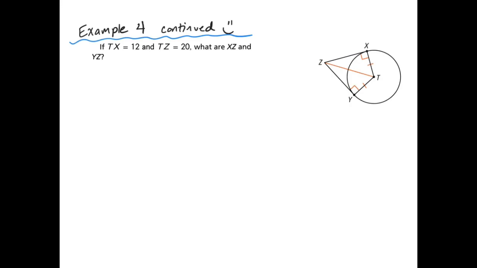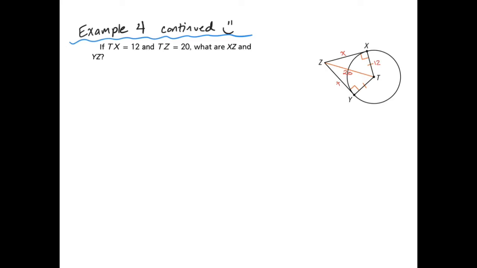So this says that TX is 12, and TZ, right here, is 20. So we're supposed to find that missing side XZ, and because XZ and ZY are congruent, you know they're going to be the same number. All right? So check out what we got going on for us.